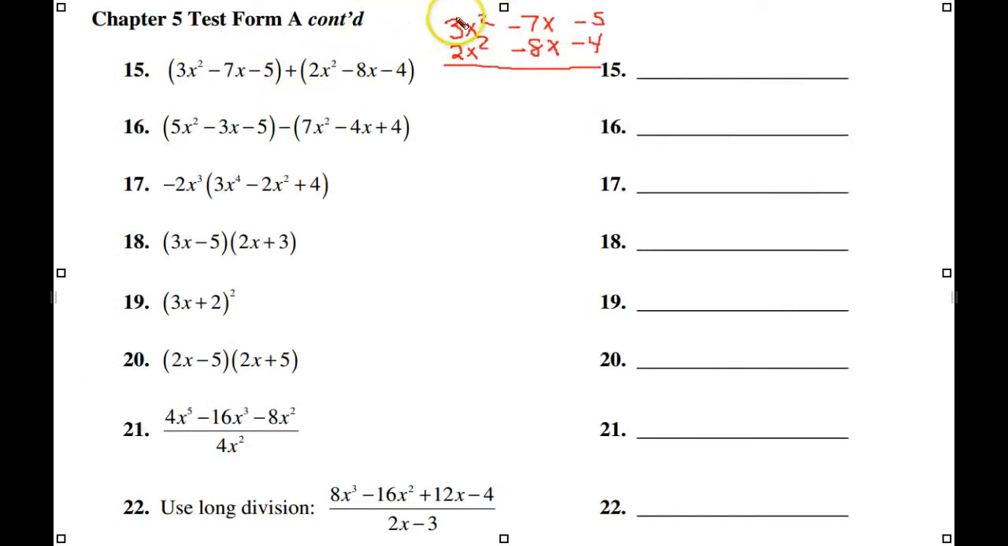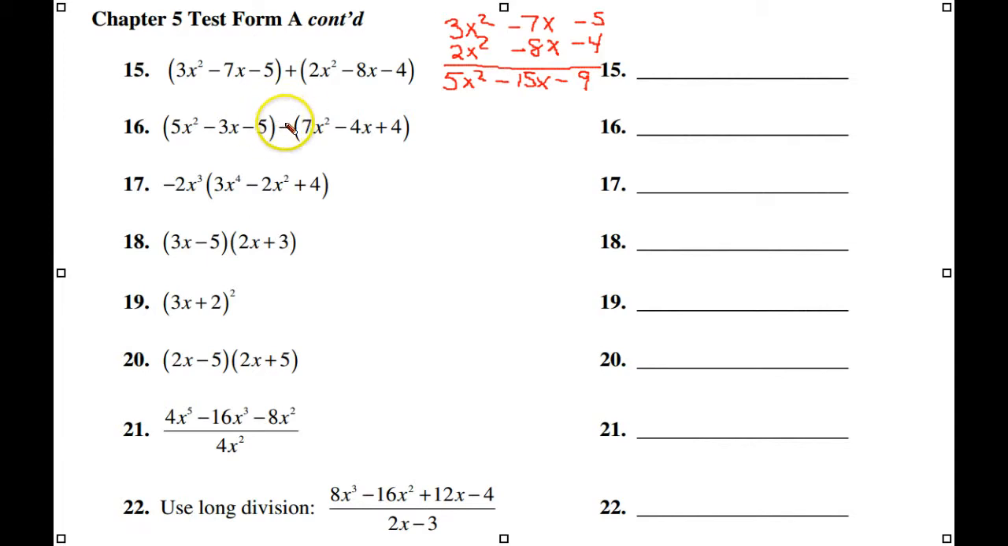Again, I'm lining up my like terms. So this will be 5x squared minus 15x minus 9. A good technique to improve accuracy. Now this was an addition. This one is subtraction.